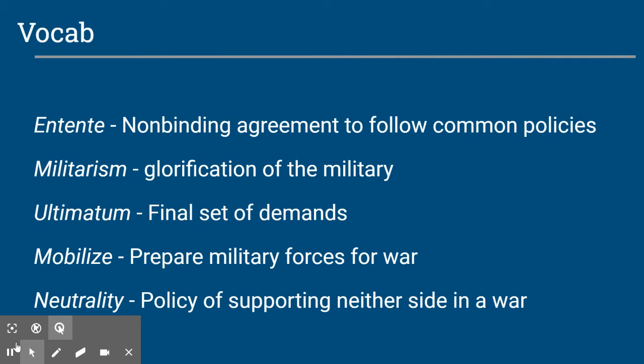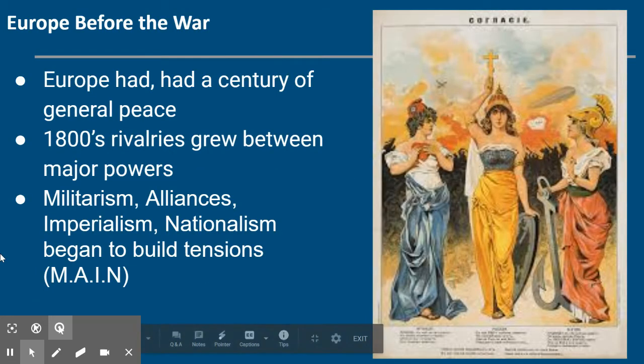And neutrality is the policy of supporting neither side. So if you have two friends in an argument and you are neutral, that means you're not supporting either friend in that argument. Generally, Europe had had a century of peace before World War I. Yes, there had been small conflicts between countries, but there hadn't been a major European-wide war since the Napoleonic Wars.